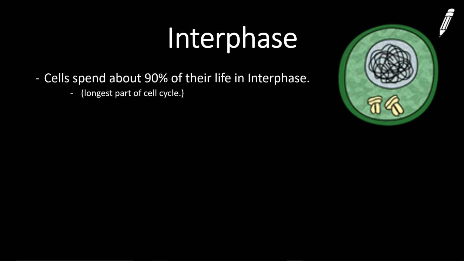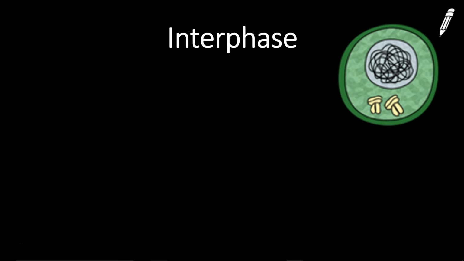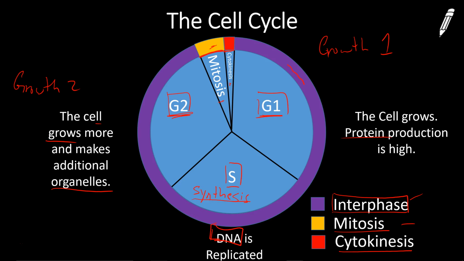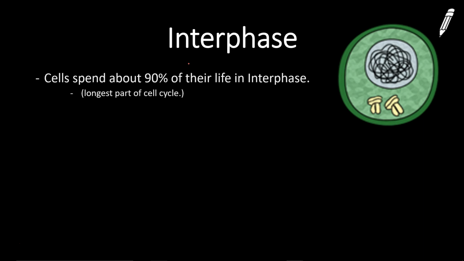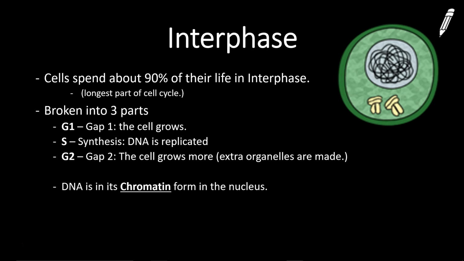So interphase, this is the longest part of the cell cycle. And if I show you this chart, you should be able to tell me, yes, interphase. It's this whole purple area. You should be able to tell me, yes, that's the longest part. It's about 90% of the cell's life. So 90% of the cell is just going through its daily routines, cranking out proteins, copying DNA, it's growing, doing all of its good stuff. Those are the three parts to interphase: G1, S, and G2.